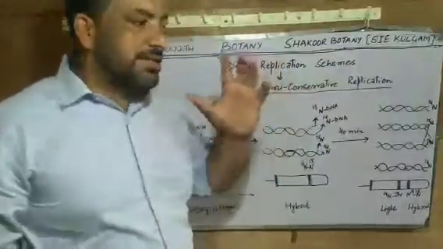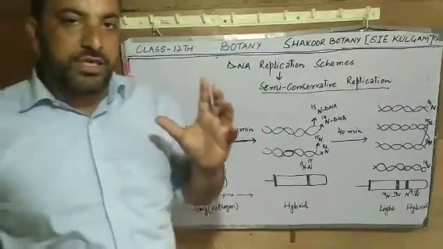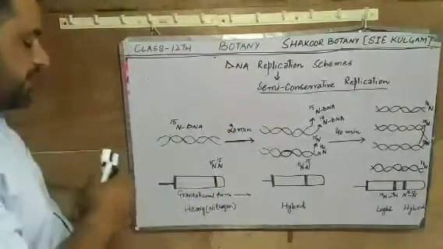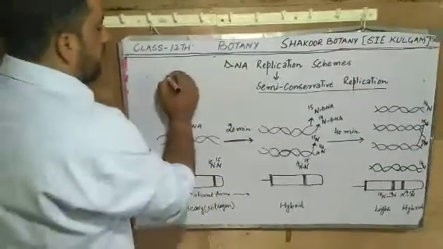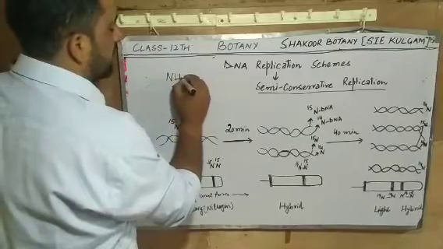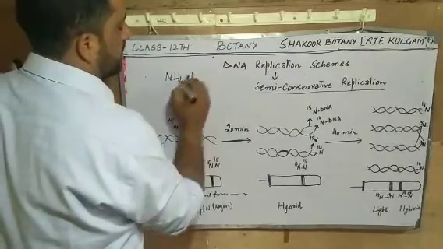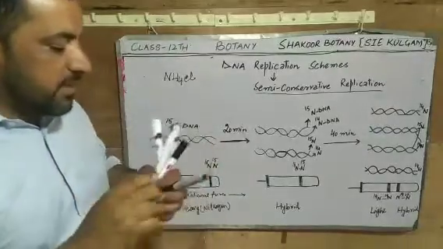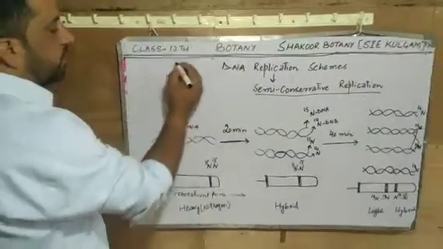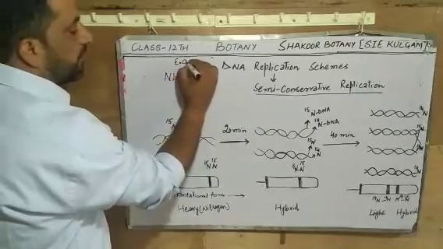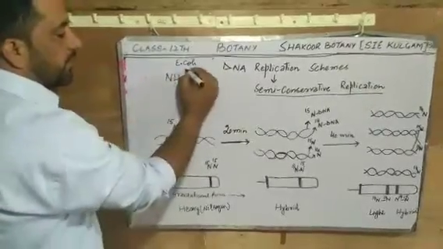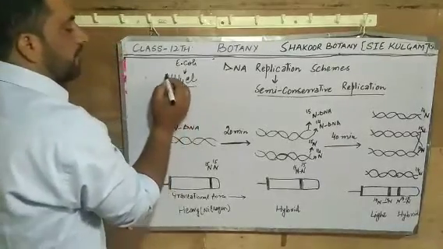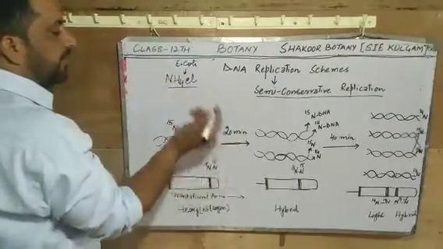What Meselson and Stahl did, they took Escherichia coli and they cultured this Escherichia coli on a medium of ammonium chloride. Remember, what was the experiment of Meselson and Stahl? One thing is clear, that they cultured E. coli. Remember, this experiment was performed on E. coli. They cultured E. coli on a medium containing ammonium chloride for an indefinite period of time.